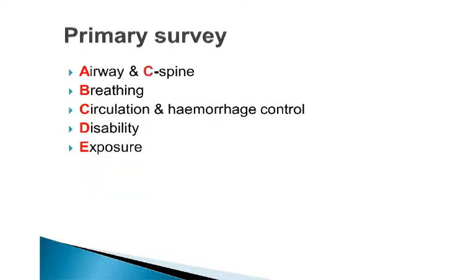Moving on to primary survey now. So what is primary survey? Well, it's your A to E assessment, and when we talk about airway, we refer to airway and C-spine immobilisation as well. And breathing, we'll discuss these in more detail. And circulation is with hemorrhage control. Disability and E for exposure.